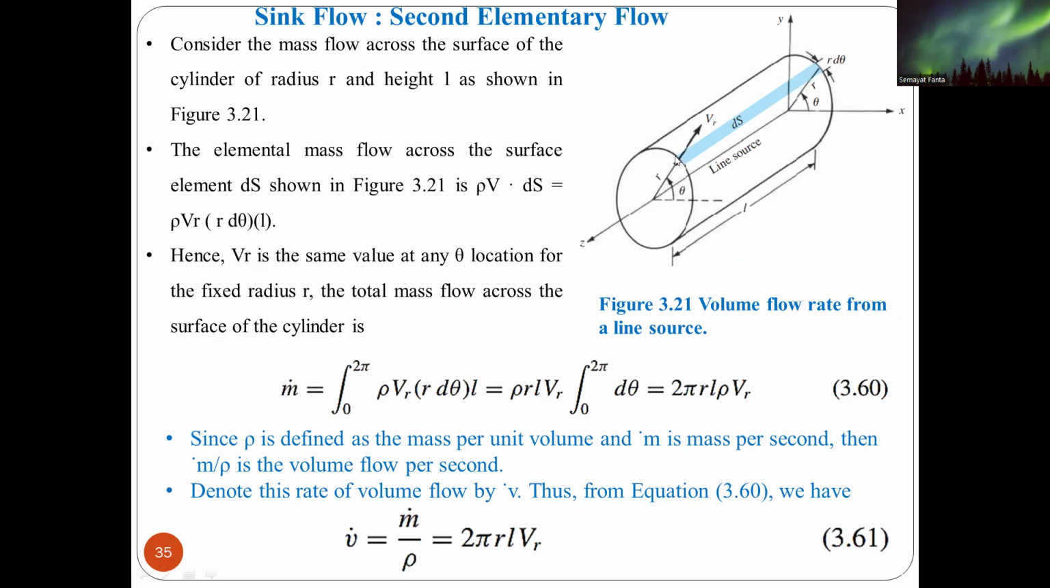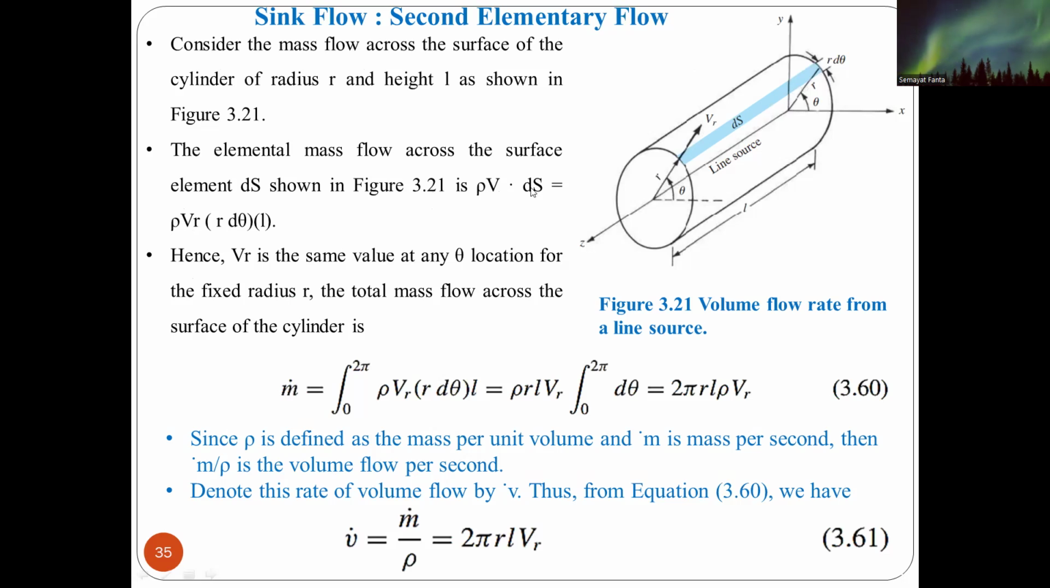So we have radius r here, and the length of this cylinder is L. The elemental mass flow across the surface element ds, where the surface element ds is here at some theta angle, is rho v ds, which is equal to rho times Vr. Now the velocity v here is the radial velocity.